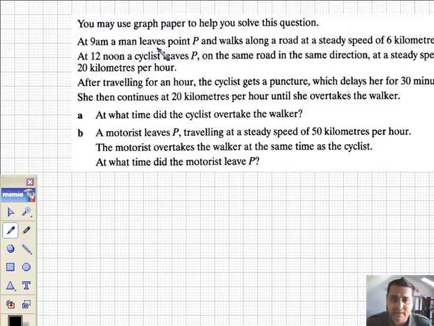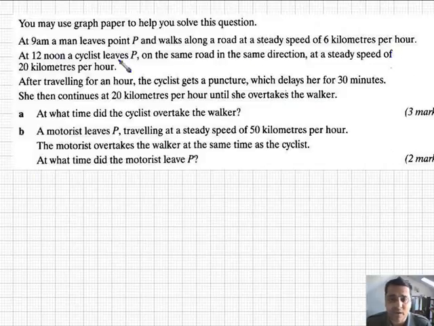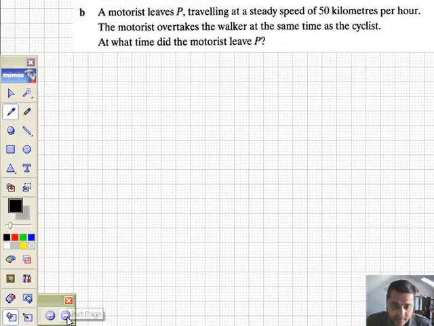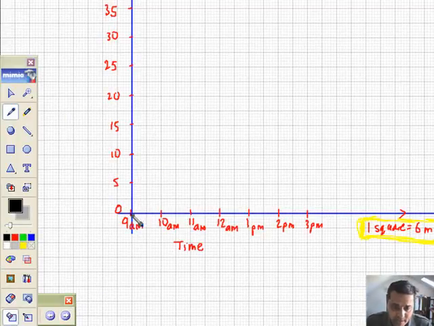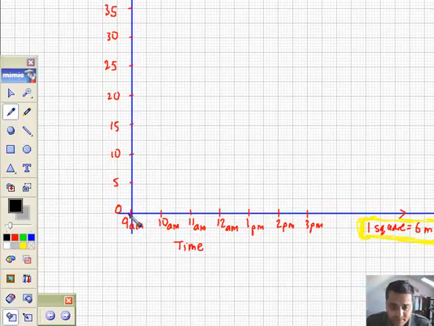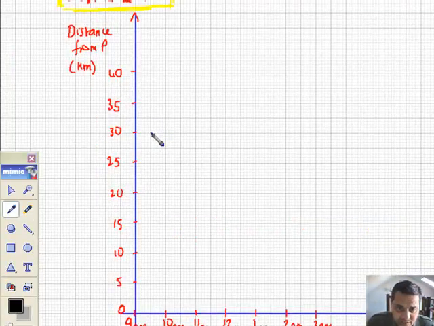At 9 o'clock, a man leaves point P and walks along a road at a steady speed of 6 kilometers per hour. He's not doing anything else. Right, I'm starting at 9 and I'm going to walk up the road from this point P. So obviously the point 0, 0 is where it all starts. If I'm doing 6 kilometers per hour, then 30 kilometers should be done in half an hour. So half an hour will be just about there, I think.